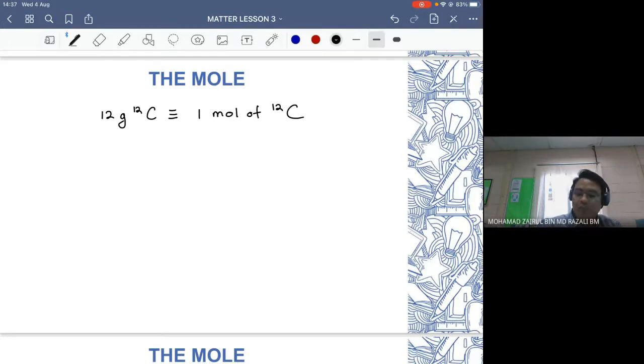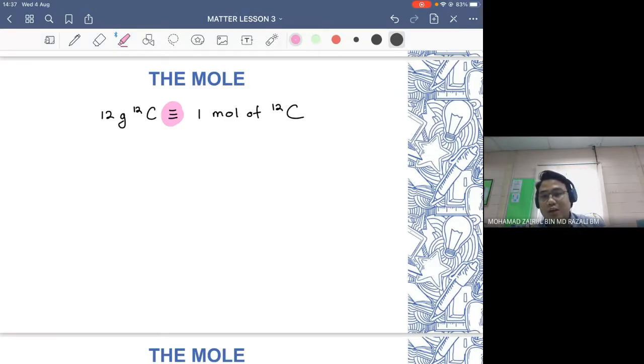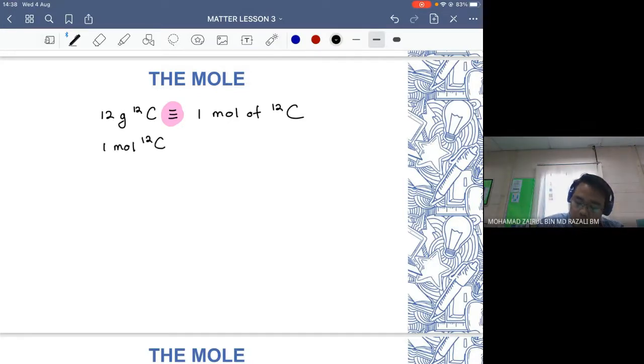Okay, awak familiar tak dengan yang simbol ni? Yang 3 garis ni, familiar kan? Familiar sir. Okay, so itu maknanya adalah equivalence ataupun ratio ataupun proportion lah. So we know that 1 mole of any substance is equivalent to Avogadro number, so 1 mole of carbon 12 is equivalent to Avogadro number.